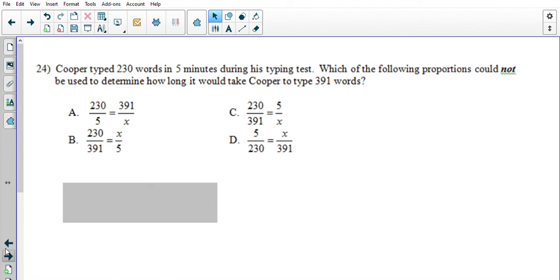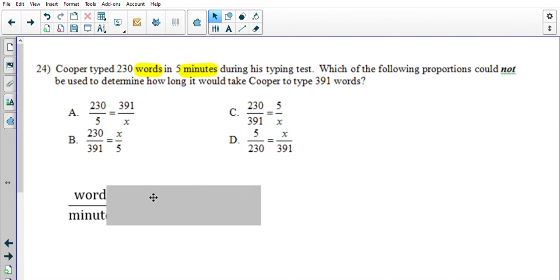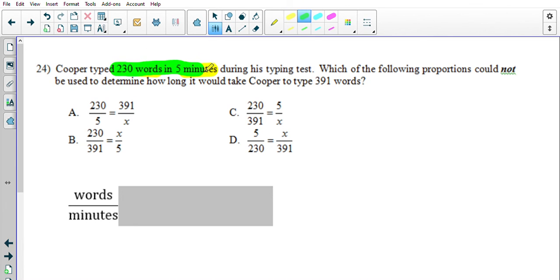All right, moving right ahead to number 24. This is our last question. It says Cooper typed 230 words in 5 minutes during his typing test. Which of the following proportions could not be used to determine how long it would take Cooper to type 391 words? So we're talking about words and minutes. So let's set up a ratio of words to minutes. Now we know for a fact that he can type 230 words in 5 minutes. So that would be 230 over 5.